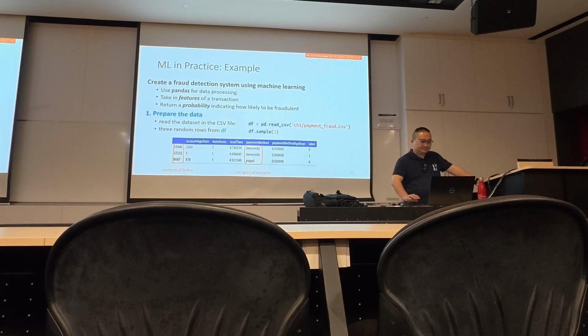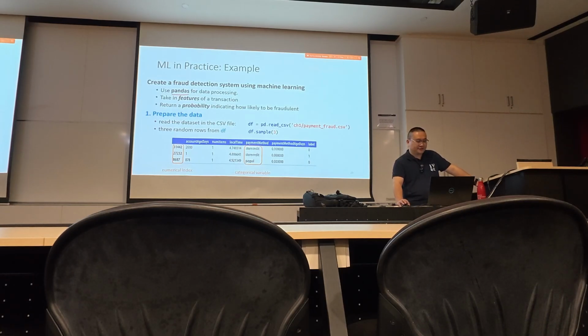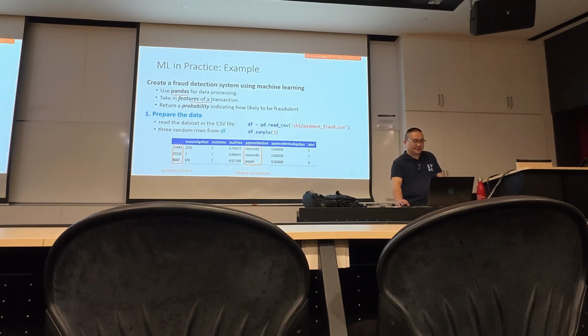So what we can do is use Python to process the data. Basically, we can use pandas, a module provided in Python, to read the data for processing. And then, after we read the data, we can take in the features for each transaction to train the model. After the model is well trained, we can use the model to return probabilities that indicate how likely the transaction is a fraudulent transaction.